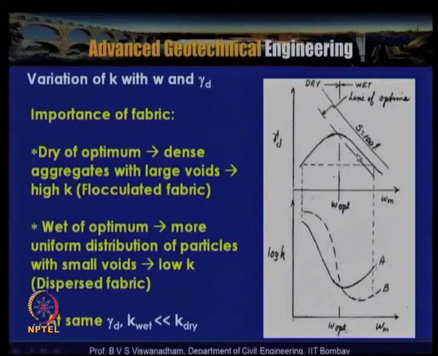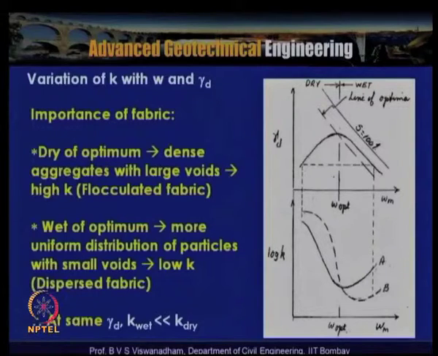So on the dry side of optimum, the dense aggregates with larger voids will be there. Because of this, as we discussed, the flocculated structure will be there, and because of that high permeability results. When we consider the wet side of optimum, there is a more uniform distribution of particles with small voids, hence low permeability can result, and especially this is attributed to the dispersed fabric which is prevalent on the wet side of optimum.